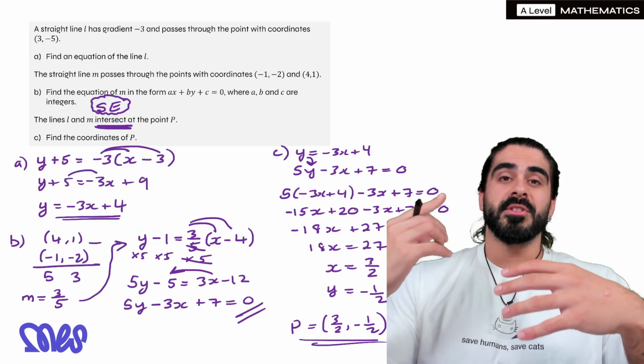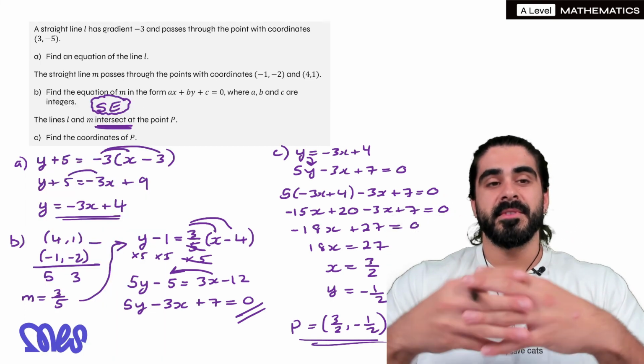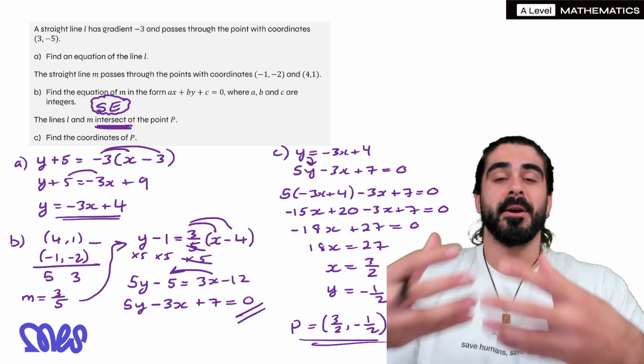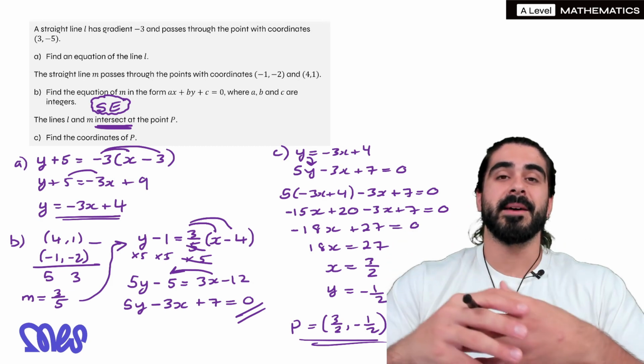So guys, that was the first part to my straight line graphs. Stay tuned for the next episode where we're going to look at perpendicular lines. We're going to apply it to some exam questions as well.